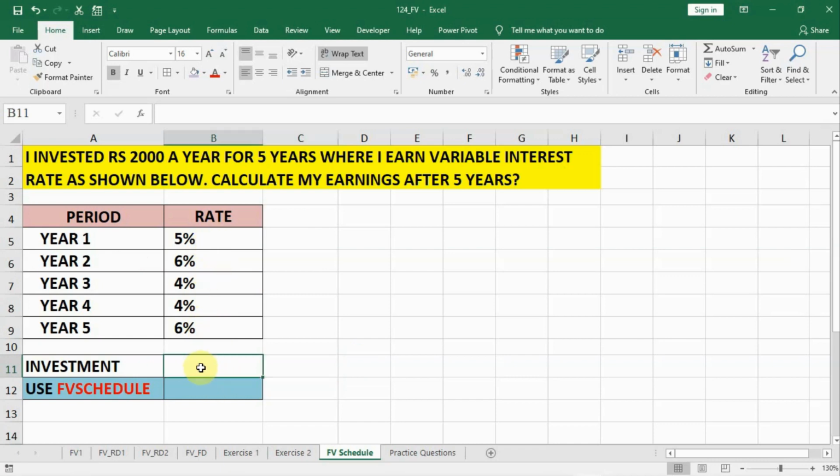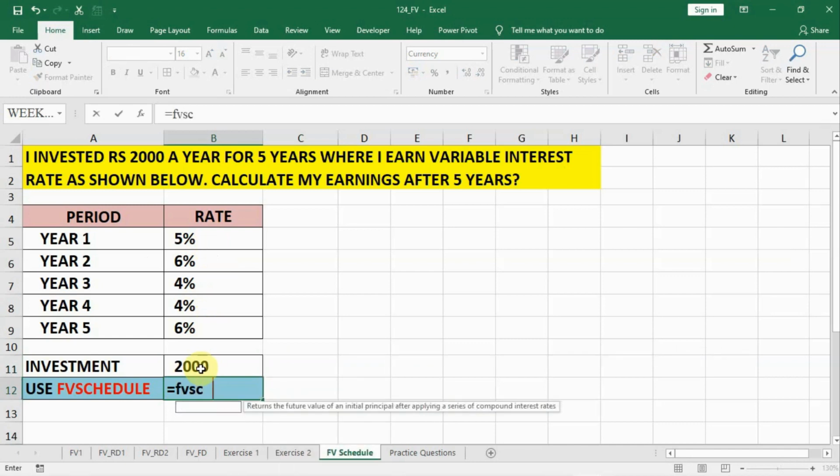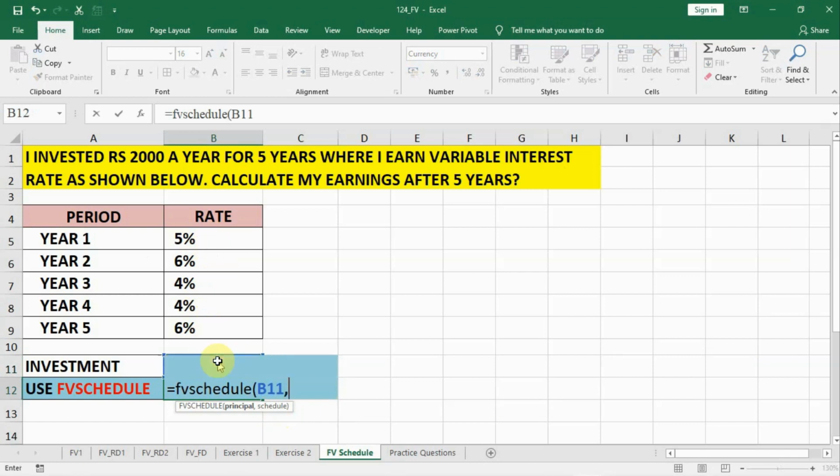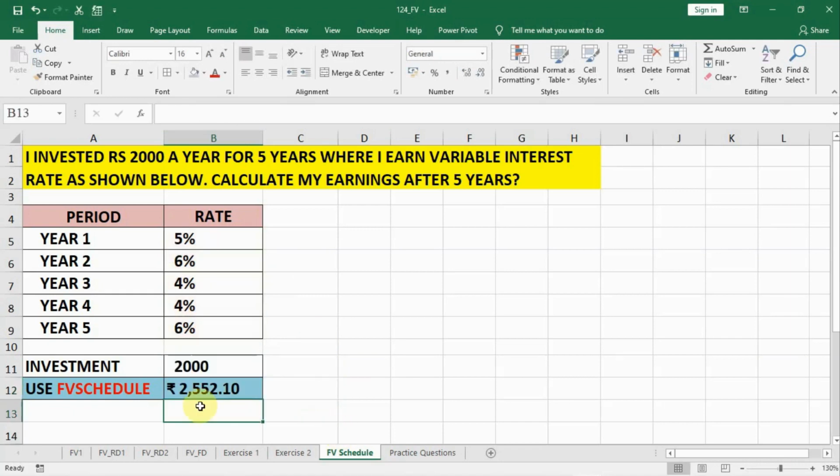So let us write here our investment is 2000 rupees, and we'll write the function FV schedule. We'll have equal to FV schedule, and bracket open. The first argument of FV schedule is principal, that is 2000. We'll select this 2000 and put a comma, and then we'll have a schedule. This is our schedule: 5%, 6%, 4%, 6%. We'll write it like this, and we'll get an answer that is 2552, and this amount is the total interest along with the principal amount that is earned over a period of 5 years for a variable interest rate.